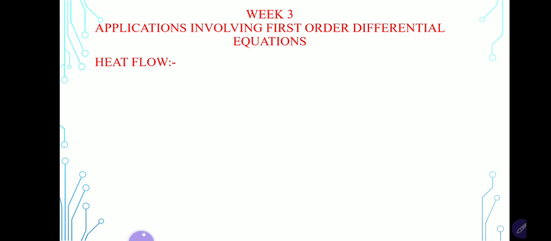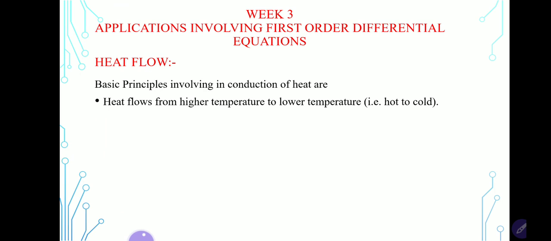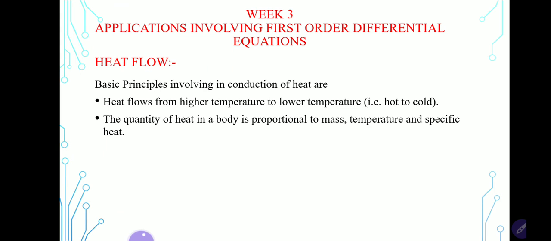First, heat flow, in which some basic principles are there. The basic principles involved in conduction of heat are, first, that generally heat flows from higher temperature to lower temperature, that is, hot to cold. Second, the quantity of heat in a body is proportional to mass, temperature and specific heat. And the third and most important principle of heat flow is Fourier law of heat conduction. For solving problems we have to use Fourier's law of heat conduction.